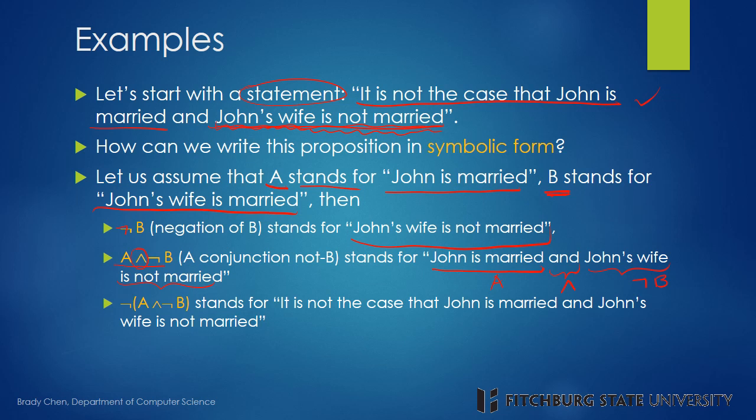But that's still not the same as the top statement. It's closer. The top statement says it's not the case. That's pretty simple, right? This is a negation of this whole thing. So that's why the statement can be written as negation of this whole thing. Now, what's this thing? It's A conjunction negation of B. That's the whole symbolic form. It stands for it is not the case that John is married and John's wife is not married.